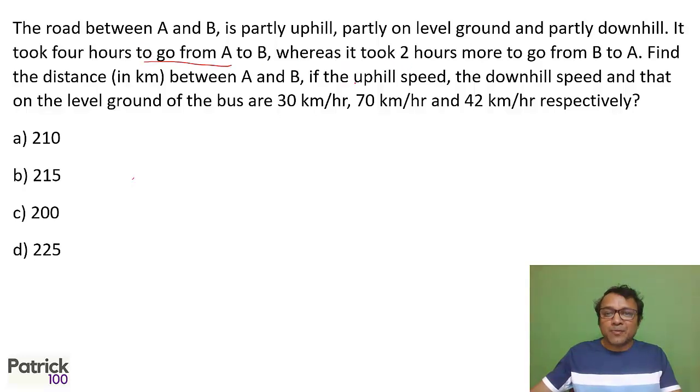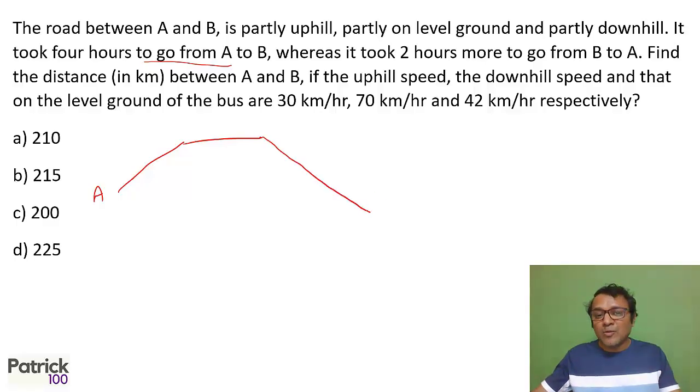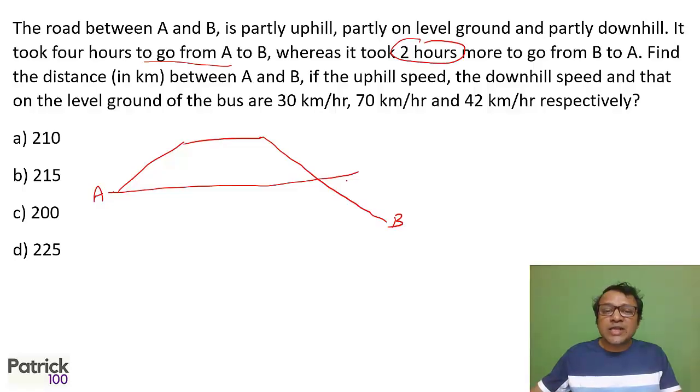B to A takes more time. If B to A takes more time, then B to A will have more uphill, while A to B goes more downhill. Okay, it takes more time. So if I assume equal distance both uphill and downhill, the extra 2 hours which is there is because of this extra distance.